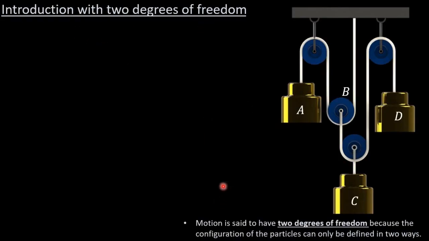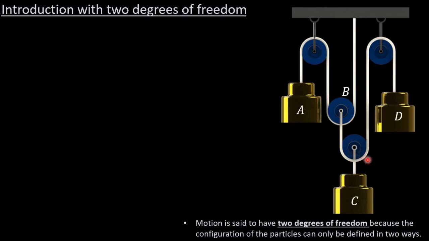Okay, so the motion is said to have 2 degrees of freedom because the configuration of the particles can only be defined in 2 ways. The way I think about this is that if you focus in on one of the particles, so let's say particle A here, and think how many ways can I change its position without directly changing it. So we could move particle C down and we could move particle D down as well. So I can change its position in 2 ways without changing it directly.